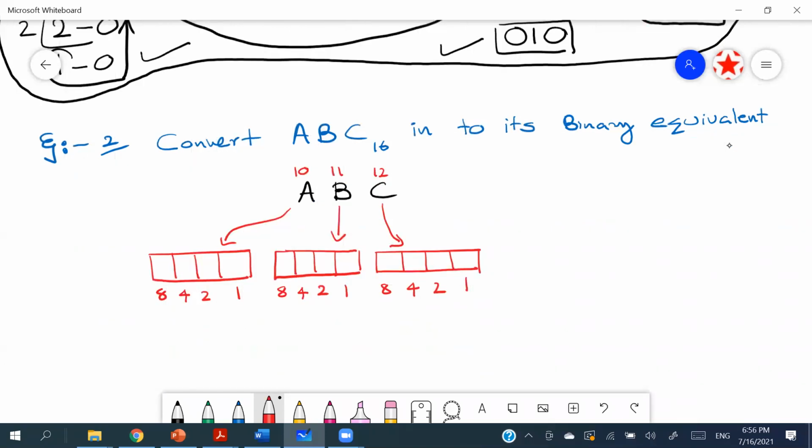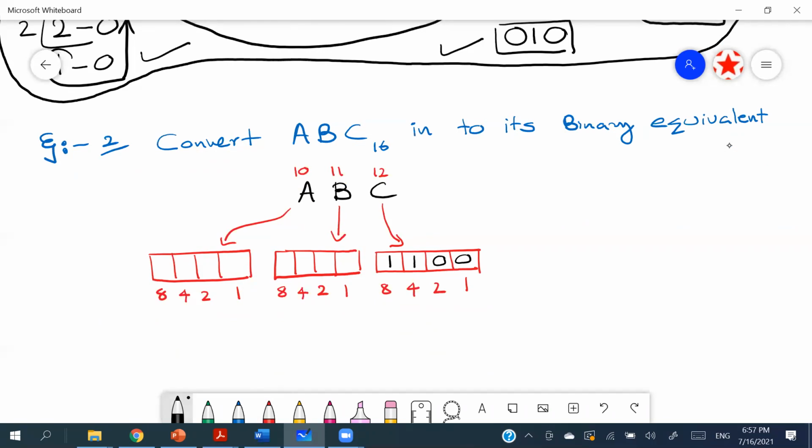Now you are going to make these 10, 11, and 12 using these boxes. So let's first make C, that is 12. How are we going to create 12? We need 8, we need 4. 8 plus 4 is 12, so the thing is done. We don't need 2's, we don't need 1's.